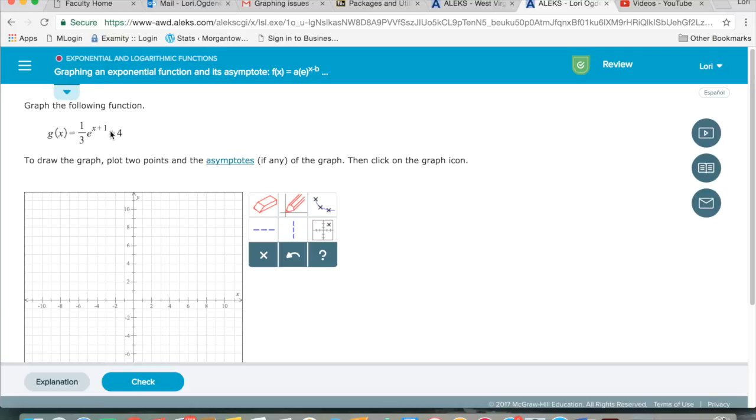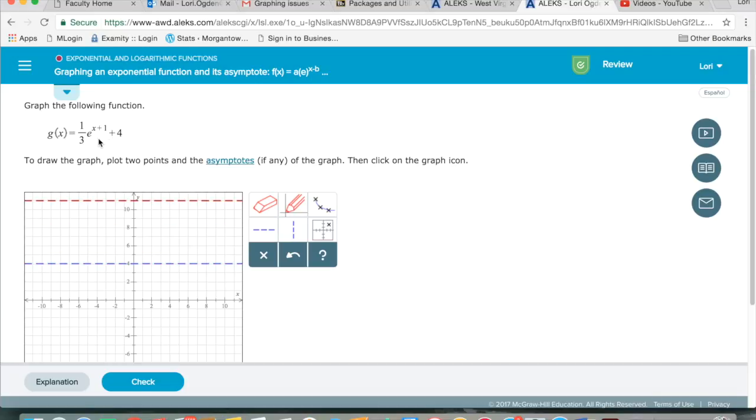The first thing I would notice is that regular e to the x would just be like this, where the horizontal asymptote is the x-axis. It would go through (0, 1) and (1, e), which is just a little bit less than 3. So if we have this plus 4, that means that instead of the x-axis being the horizontal asymptote, it would be at 4. So that's the first thing I'm going to plot.